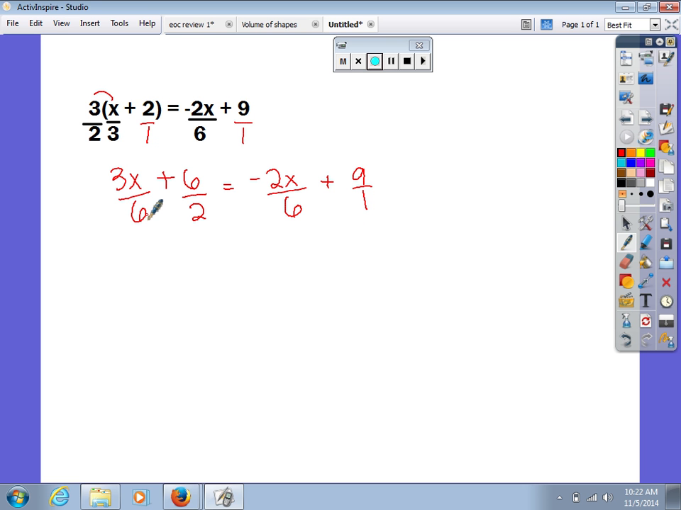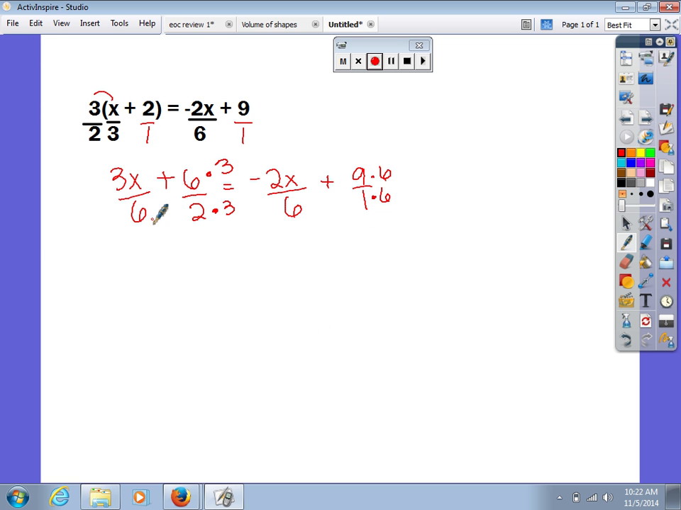So this is already 6. So do I need to do anything to that one? What about this fraction? Yes, what do I multiply? Now what I do to the bottom to make it 6, I have to do that same number to the top. 6 times what? Do I need to change that one? Nope. And what about 1? What am I going to multiply that by? 6 to the bottom and to the top.